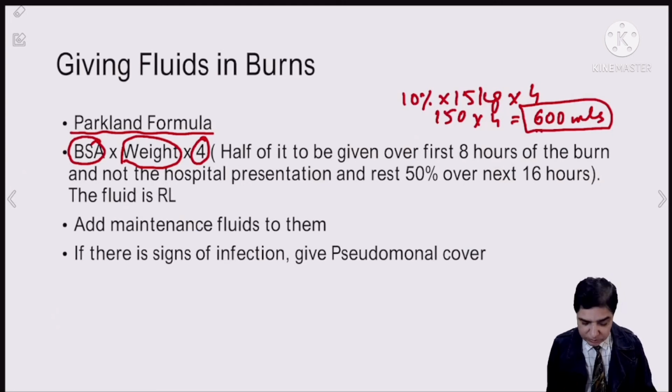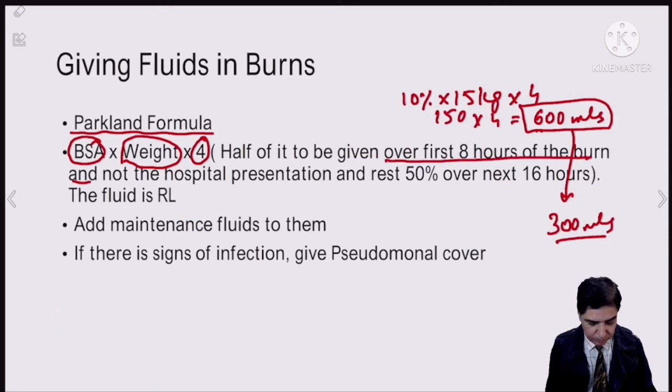So this 600 mils is the resuscitation fluid. Half of this would be 300. So 300 mils has to be given over the first 8 hours of the burn. Again, this is very important: this is 8 hours starting from when the burn occurred, not from when the child was brought into the hospital, because the child might have been brought to the hospital late, while the burn occurred maybe 2-3 hours ago. So it's important that you calculate this time from the time of the injury. So this 300 has to be given within 8 hours of the injury, and the remaining 50% would be given over the next 16 hours. So this is the resuscitation fluid.